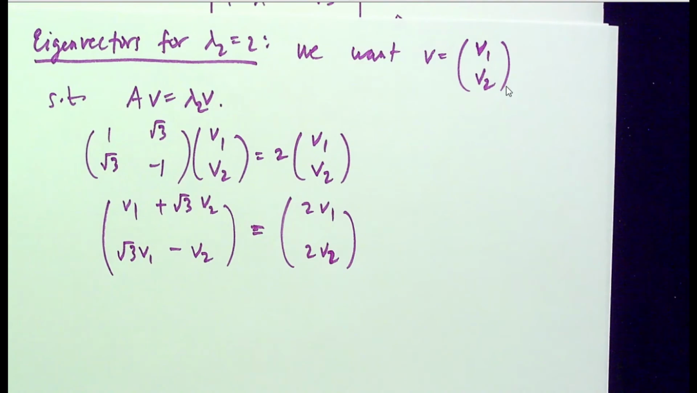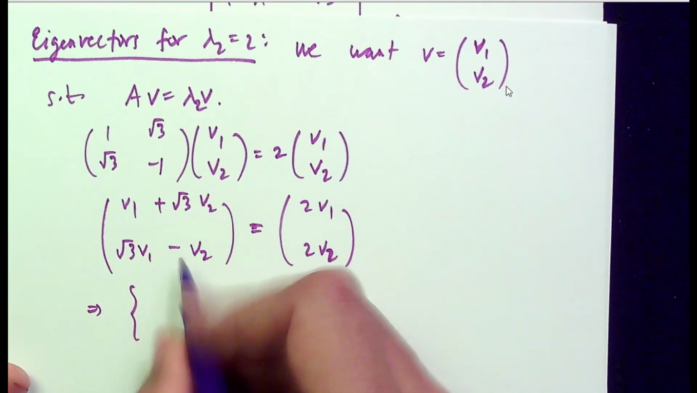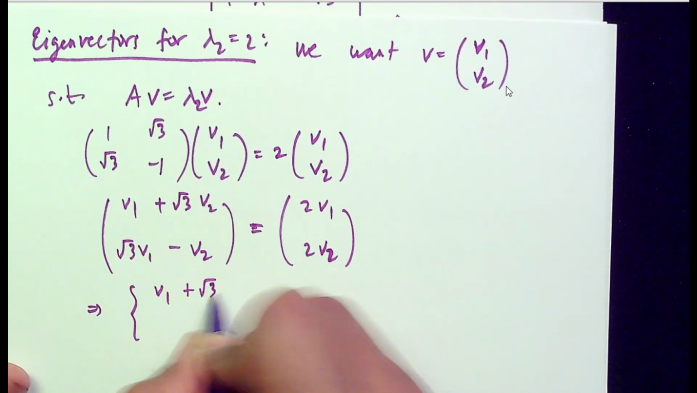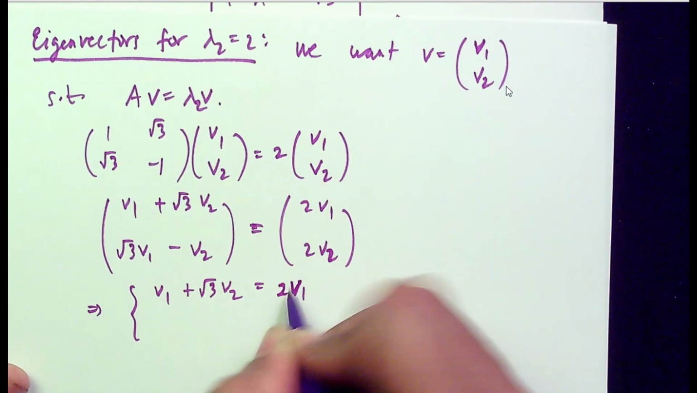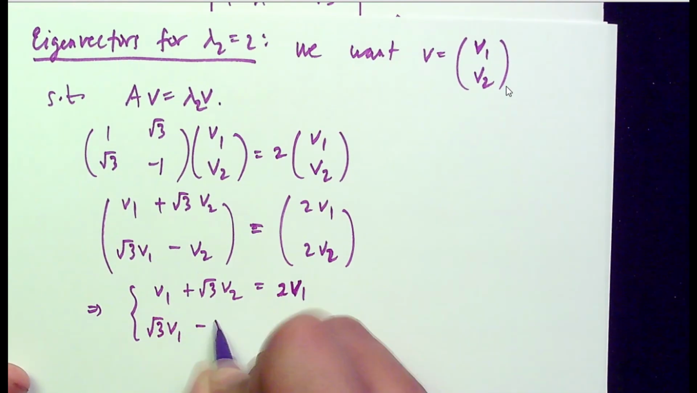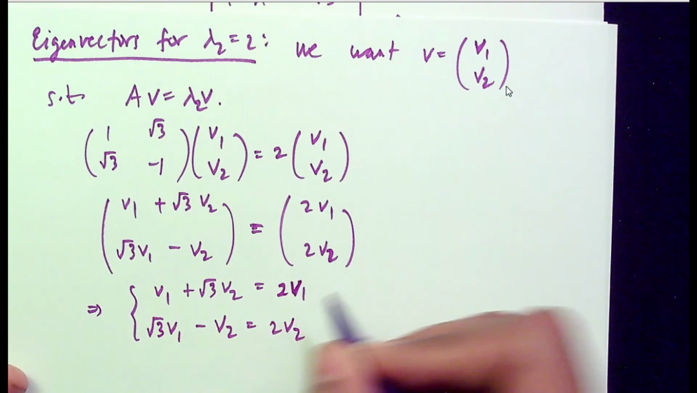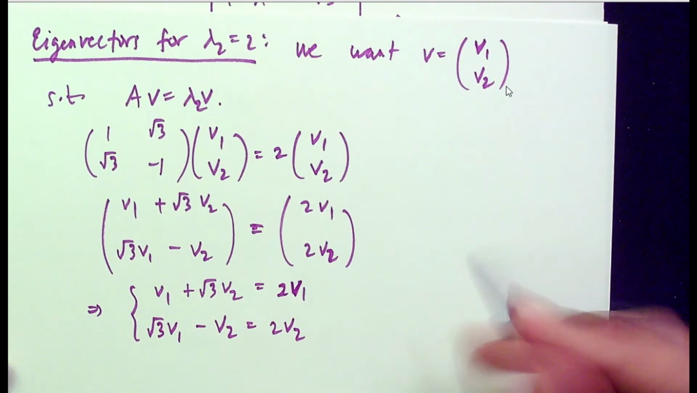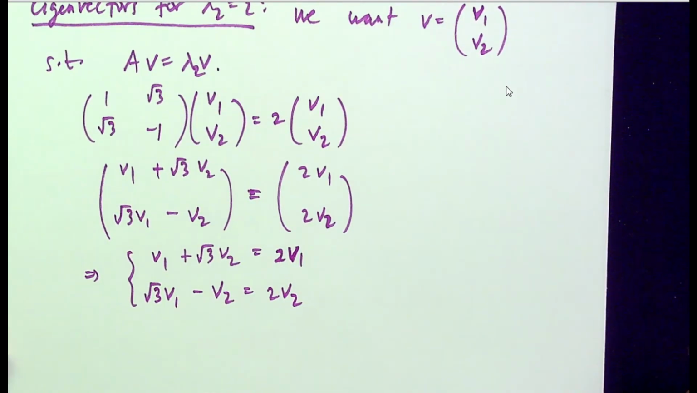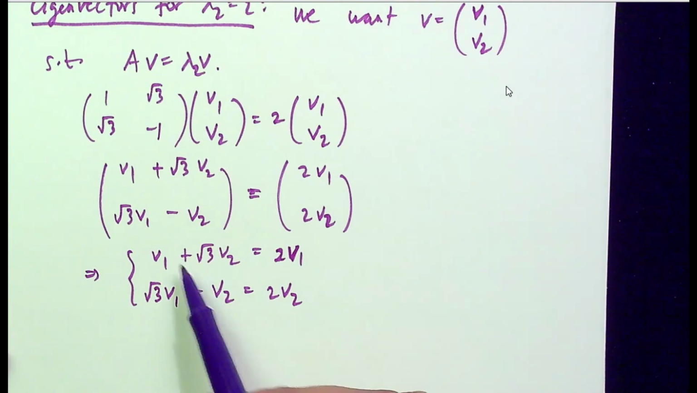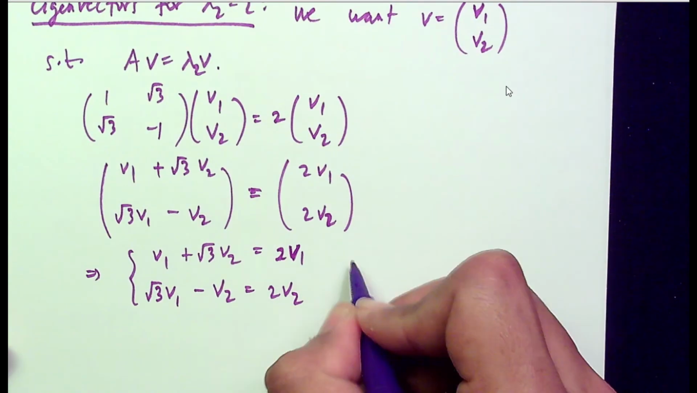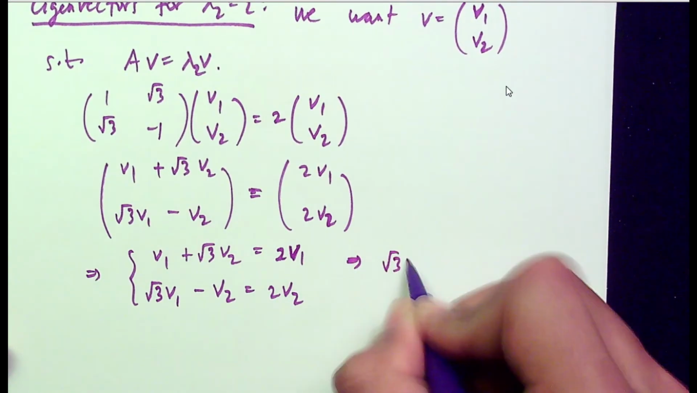Okay, now set the entries equal to each other. You get v1 plus square root of 3 v2 equals 2 v1, and square root of 3 v1 minus v2 equals 2 v2. Again, they give you the same thing, so you can work with either one, whatever looks easiest. Let's do the first one now. The first one gives me square root of 3 v2 equals v1.